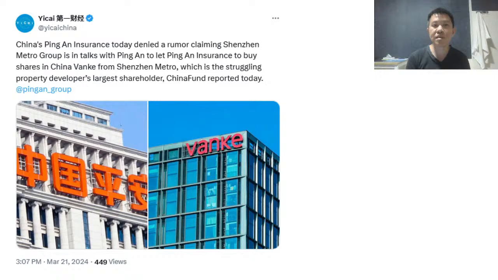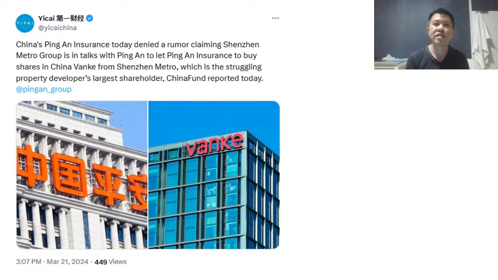There are rumors that Ping An Insurance is going to buy the Wanker debt from Shenzhen Metro. Shenzhen Metro is also a state-owned enterprise, so it's left hand passing to right hand. Investors are uncomfortable, because as Ping An shareholders, we don't want additional property exposure. But Ping An needs to do national service, to save Wanker, to save Country Garden. That makes Ping An shareholders uncomfortable.